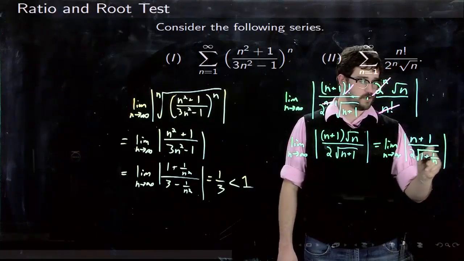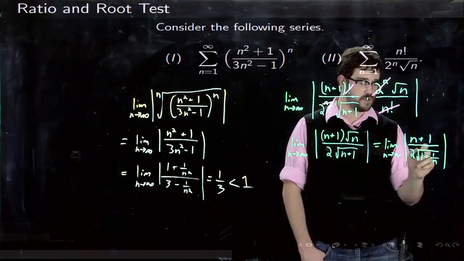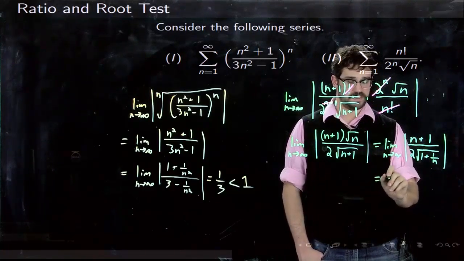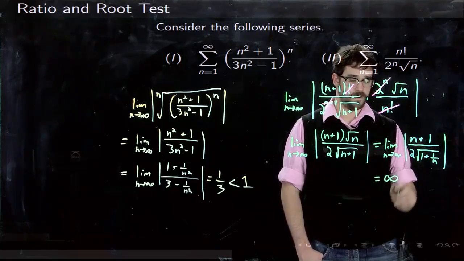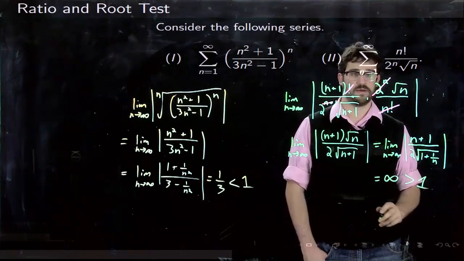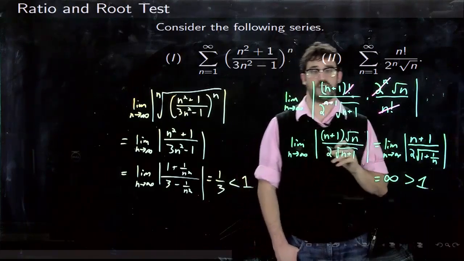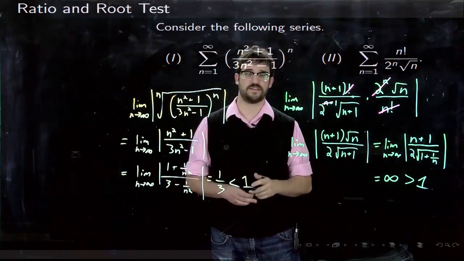Now, this part here will go to 0, so we'll get a 2 at the bottom, but we'll have an infinity on top, which means this limit goes to infinity, which is clearly greater than 1. So this means that this series does not converge absolutely. It, in fact, diverges.